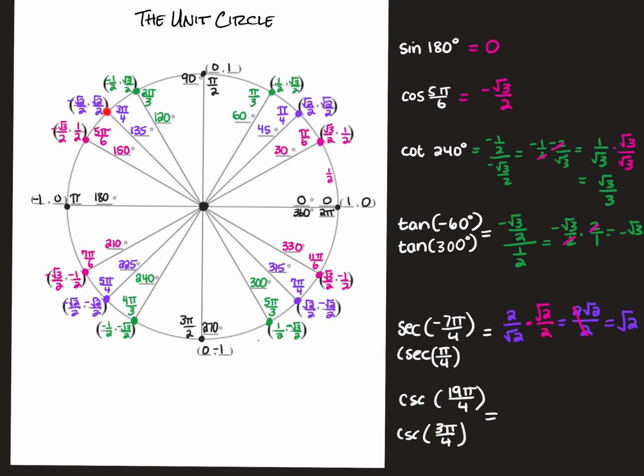So I'm going to look at 3 pi over 4, and cosecant is the reciprocal of sine. So that's the reciprocal of my y-coordinate. Now, we just did that, right? We just did 2 over radical 2. So we know that that's just going to simplify to be radical 2.